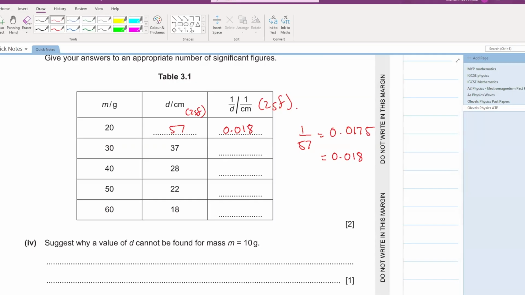Now, sir, how did you make it 8? Why did you make it 8 here? Because can you realize that the third digit is greater than or equal to 5? It is 5 or greater than 5. So I have to add 1 in the second digit. You will always keep your values till two significant figures.